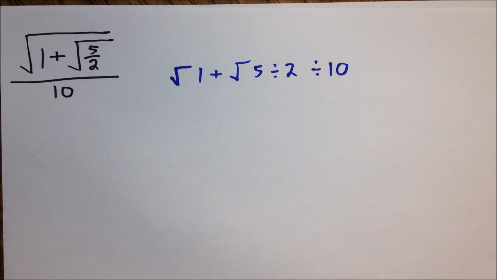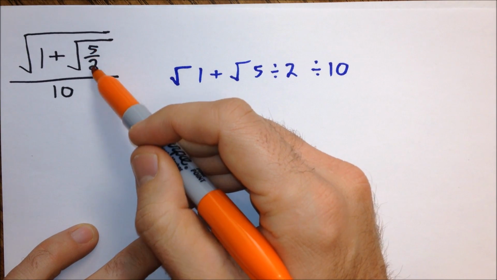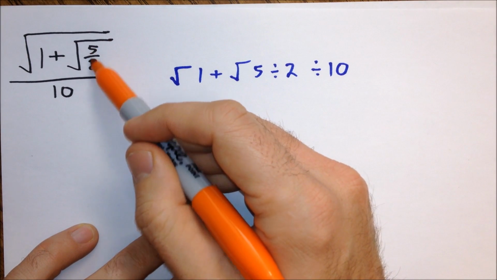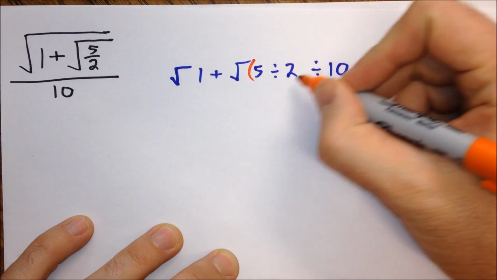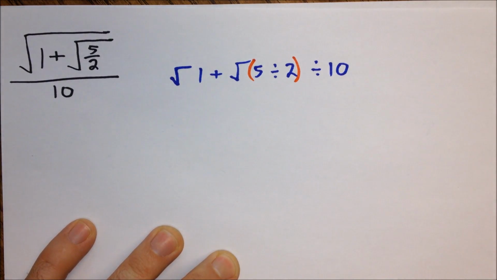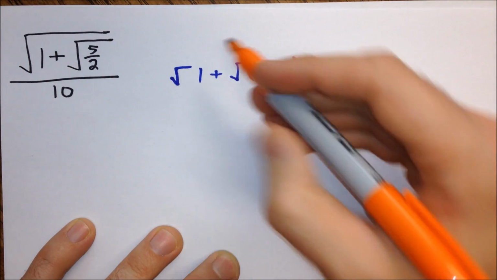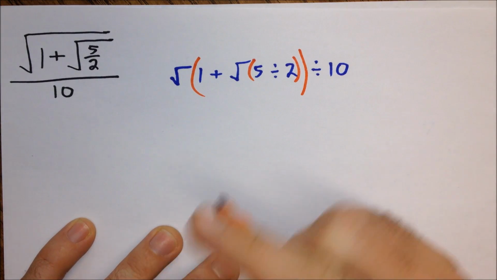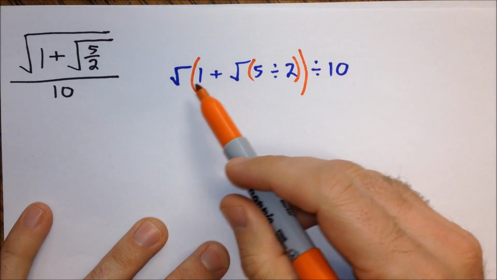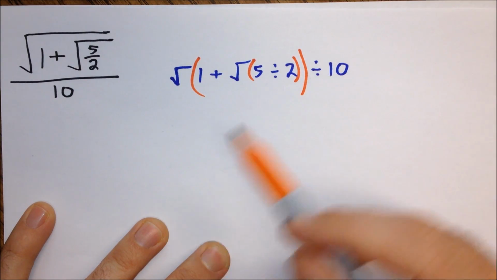As I look through, I realize the most inward parentheses is this 5/2. This 5/2 has to be the very first thing that happens before I take that square root. So this 5 and this 2 have to be in parentheses when we divide them by each other. The next thing I notice is that we have the second square root that has the 1 plus the 5/2 all within it. So we have to have the square root, we have to have all of these things put together, and then we divide it by 10.